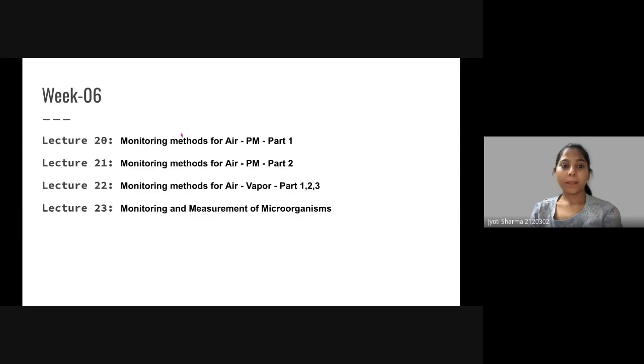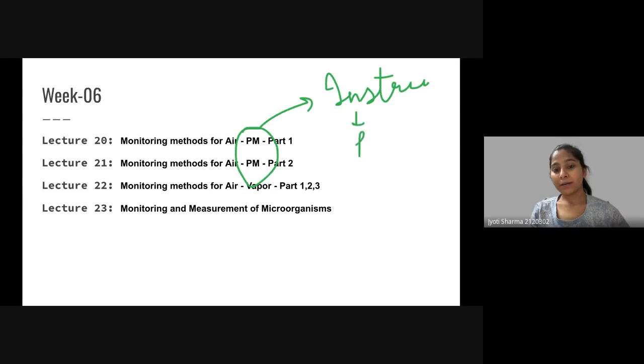Okay, so we have covered this week 5 content, and now we are moving to the monitoring methods. And monitoring methods for the air, and in air we have particulate matter, right? So we have a lot of methods and instruments. So mostly we will talk about a lot of instruments, their principle, how we can measure particulate matter, not just the number, but diameter, or you can say the size.